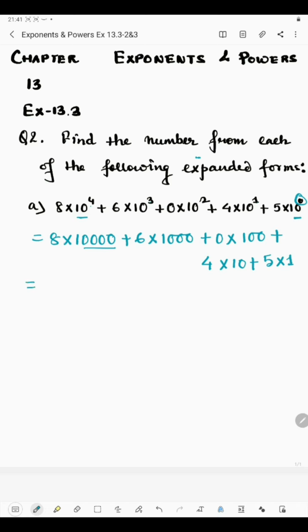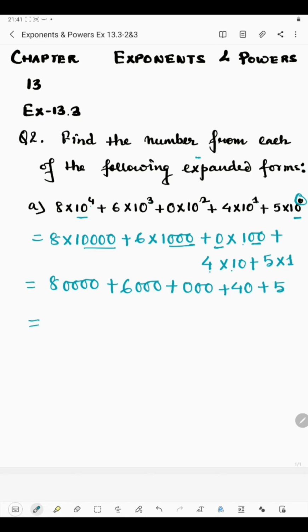Now we will multiply these numbers. Here we have 4 zeros, so with 8 we will put 4 zeros, then 6, and then 3 zeros. Then 0 multiplied by 1 is 0, and then we have 2 zeros. After this 4 into 1 is 4, and then we have 1 zero, and 5 into 1 is 5. Now you can find this number by adding all these numbers.